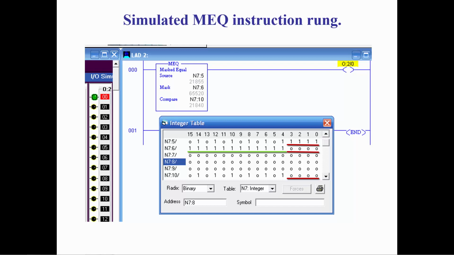It is also easier to see in the integer table that N7:5 and N7:10 are equal in all bit positions where N7:6, the mask, is a 1. If we change a single bit in N7:10, in one of the positions where there is a 1 in N7:6, the instruction will be false and the output will be turned off.